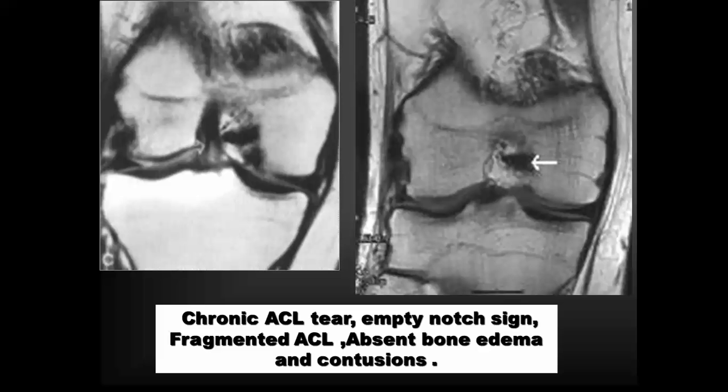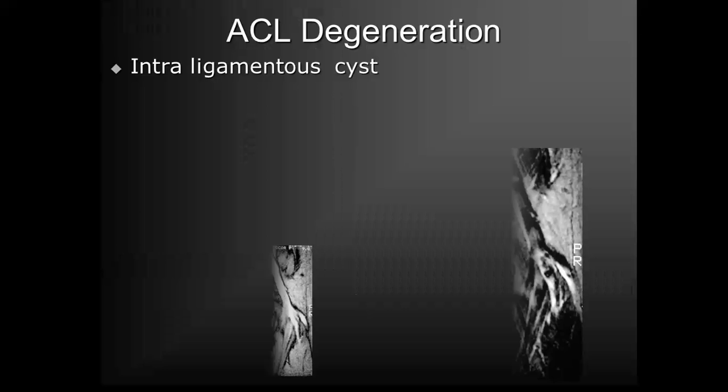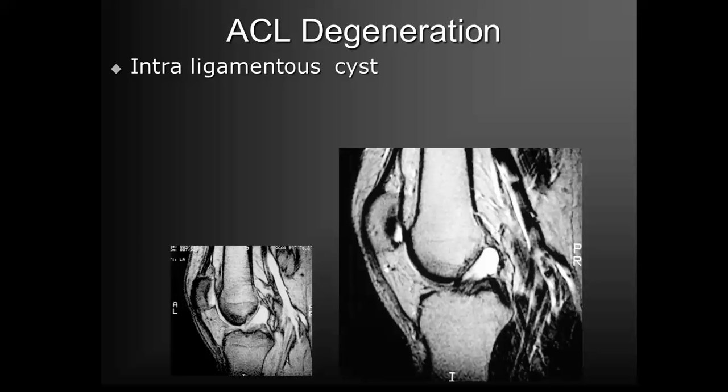contusion will be seen, but in chronic ACL tear, of course, edema would subside, and the ACL itself will not be seen as a band inside the notch. That's why they call it empty notch sign. The ACL may be degenerated, and we have an intraligamental cyst.